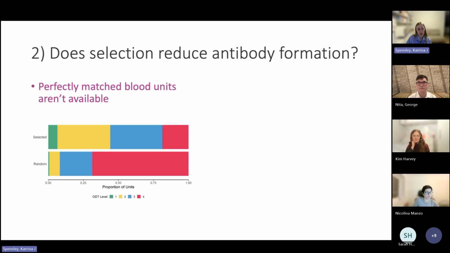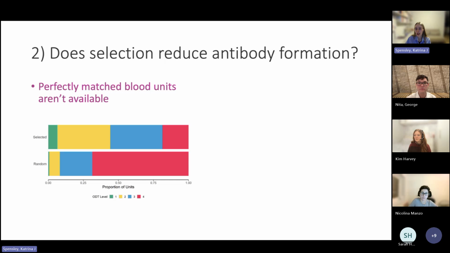The second part of this work is seeing whether the selection we are doing is reducing HLA antibody formation. As with organ transplants, for transfusion, we rely on blood donors to come forward. At the time when someone needs a blood transfusion, we have a limited supply of units from which we can select, so it's rare that we can achieve a perfect match.